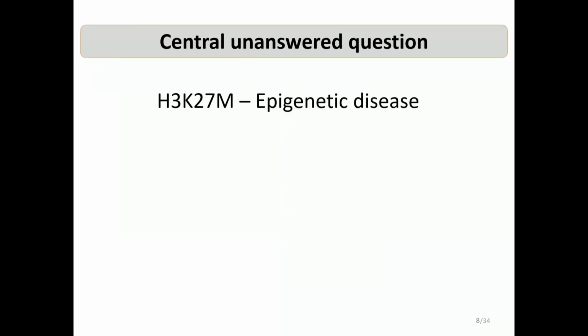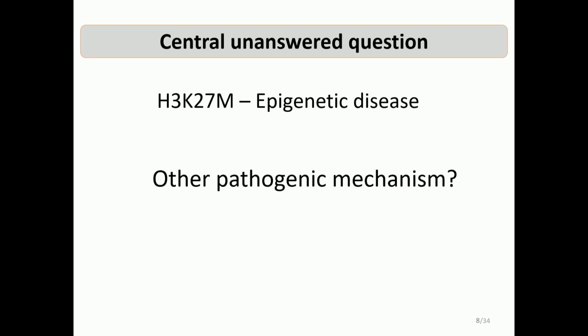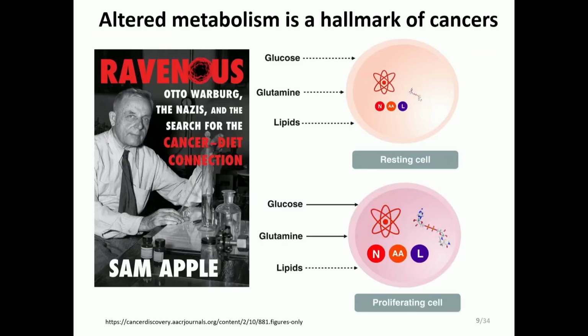So because the mutation is in this key epigenetic factor, it's viewed as an epigenetic disease. So we sought to see if there are other pathogenic mechanisms that actually drove this tumor. And so we turned to cancer metabolism, and this was because metabolic programs are a hallmark of cancer. And this is described very well in this beautiful book. This is Otto Warburg. This is the Warburg effect. And Warburg thought this was a passive process. We now know this is not a passive process. This is actually an active process where mutations will take metabolic pathways and actively change them.